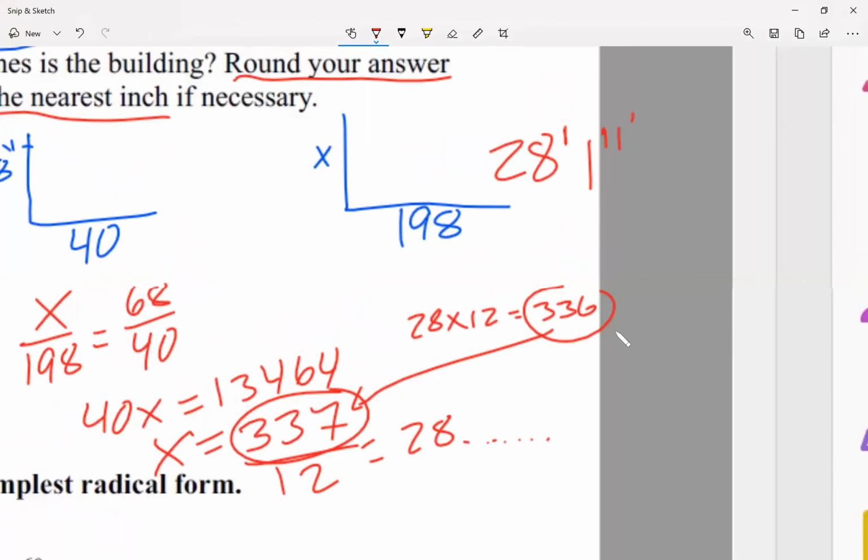So this will be it: 28 feet, 1 inch. Notice how I wrote the feet and inches. That's the key that you guys have next to the enter sign.